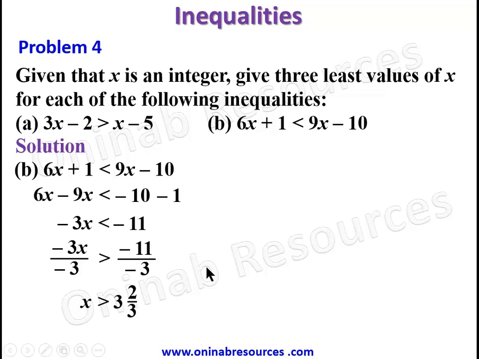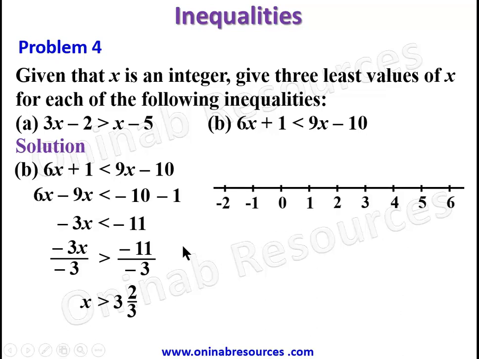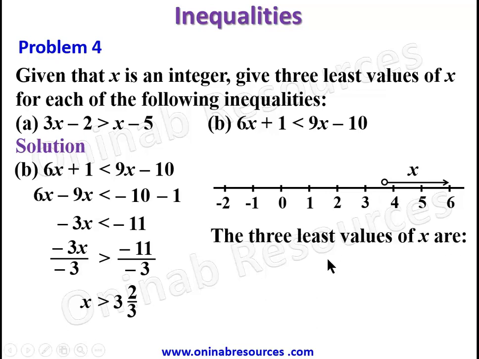So to get the integer values of x, since this is a fraction, we need to draw the number line. So we have the number line 3, 2 over 3. It doesn't have to be accurate. It is going to be between 3 and 4, and it is 2/3 from 3 to 4. So we can just keep this here. Since the symbol is greater than here, the arrow will be pointing to the right, we have x. Therefore, the integer values of x are all the numbers in the direction of the arrow starting from 4. Therefore, the 3 least values of x are 4, 5, and 6.